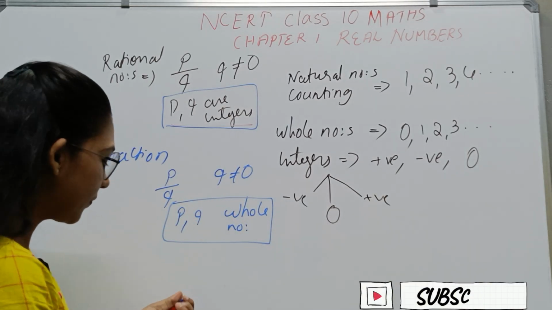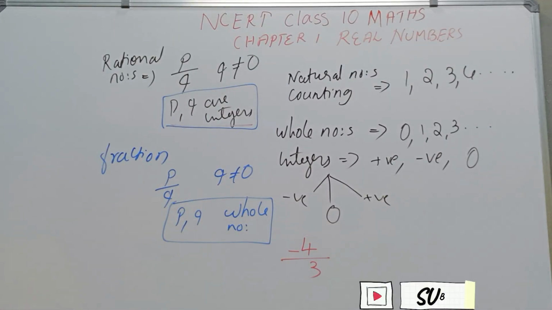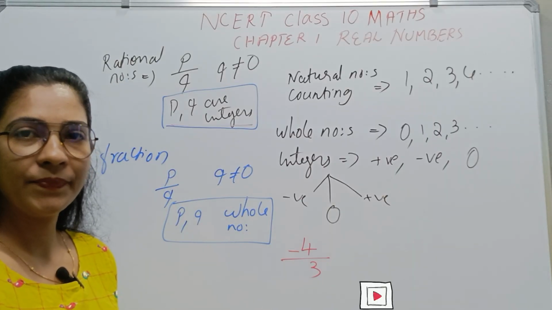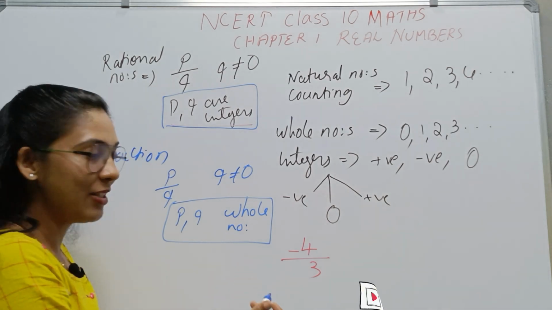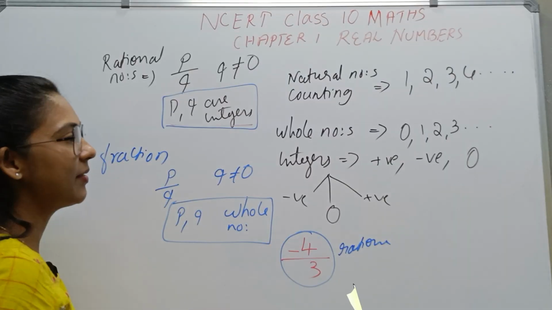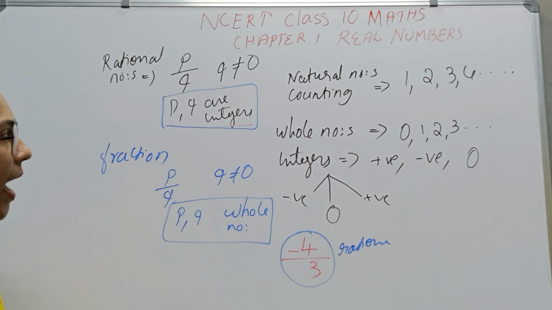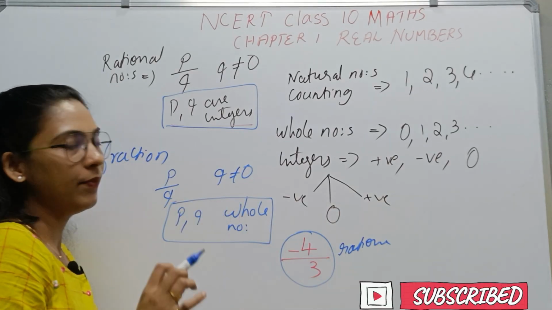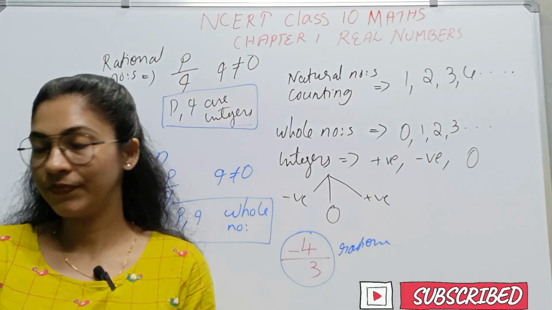Okay, so minus 4 upon 3. Minus 4 upon 3, is it a fraction or a rational number? Of course, minus 4 by 3 is a rational number. Why? Because this minus number is an integer, and for a rational number the two numbers p and q are integers. Okay, so minus 4 upon 3 is a rational number. Okay, hope it is clear for you.